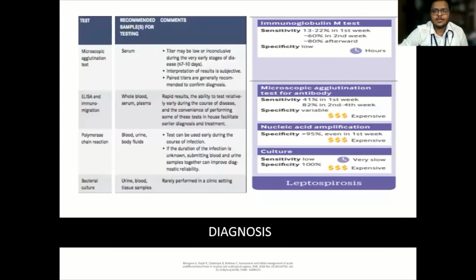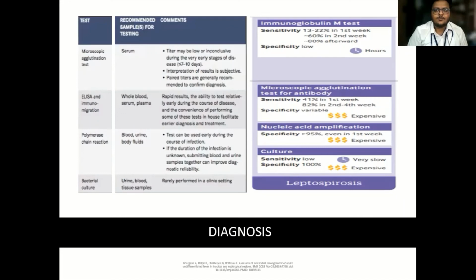The basis of diagnosis is by serological methods, with IgM ELISA being the most widely conducted test. It has the advantage of providing rapid results and the ability to test relatively early during the course of disease. It can be carried out on a range of samples, including whole blood, serum, and plasma. However, being a serological method, cross-reactivities do occur. The microscopic agglutination test is the other available test, which is considered the gold standard and provides information on the serovars. However, it is technically demanding and carried out only in reference labs.